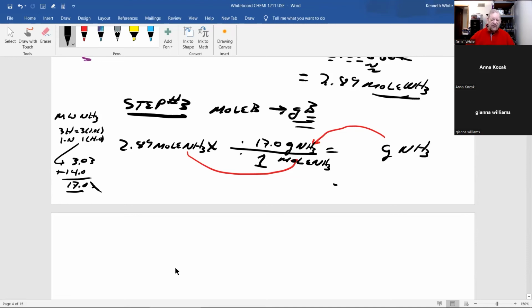And now before I pick up my calculator, moles of ammonia divided by moles of ammonia cancel out, because anything divided by itself equals number 1. I'm left with grams of ammonia, which is my right answer unit-wise. I'll clear my calculator, put in 2.89 times 17.0. I get this number.